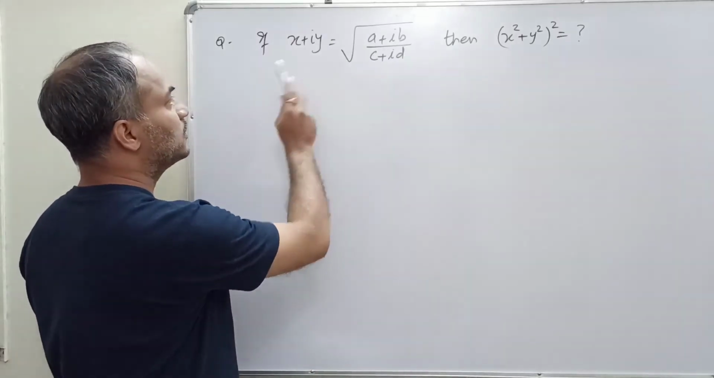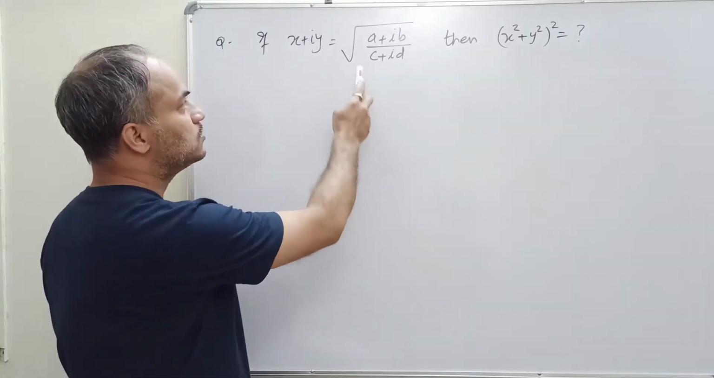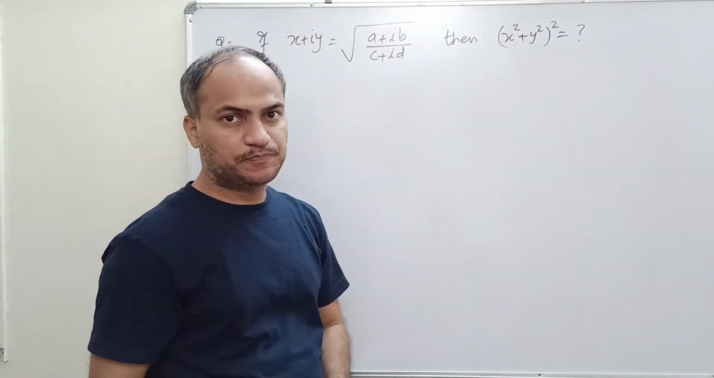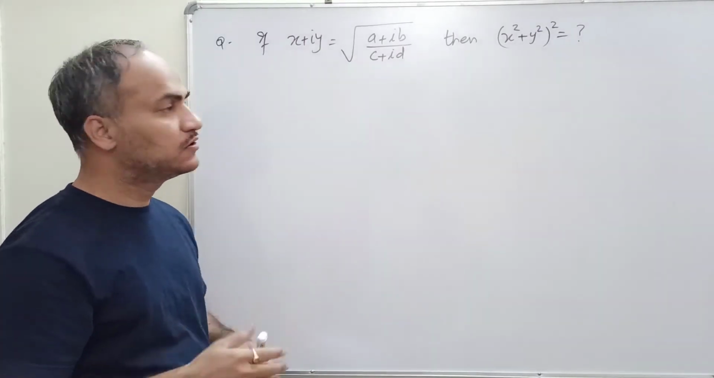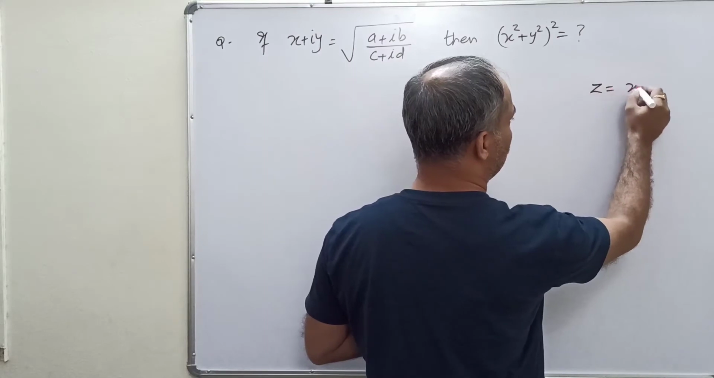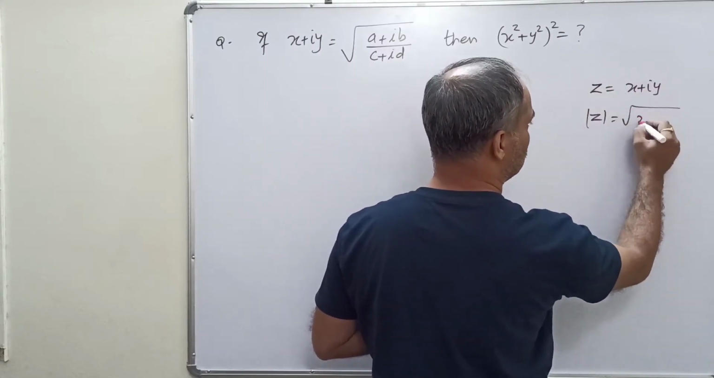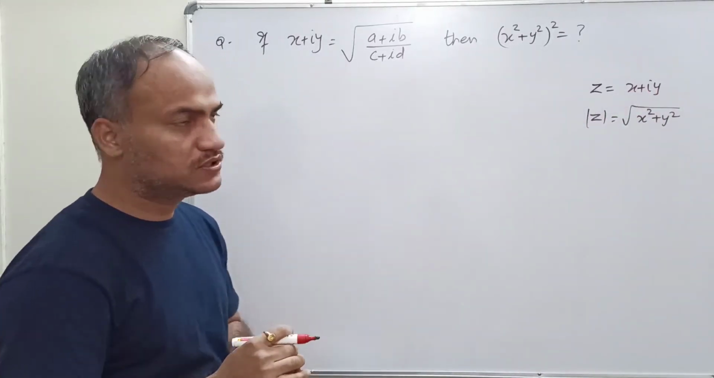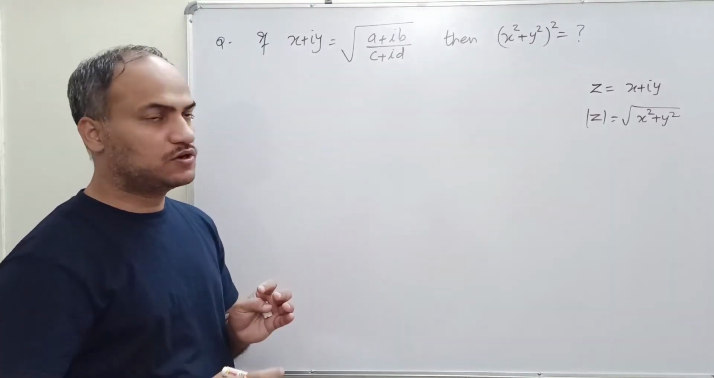Here in this question we are given that this complex number x plus iota y is equal to this thing, and then we have to find the value of this expression. Both sides we have complex numbers. But we know one concept: if z is equal to x plus iota y, modulus of z is square root of x square plus y square. So we can use this concept, and we try to take the modulus and proceed with the solution.